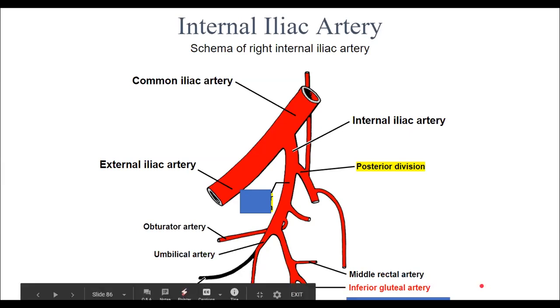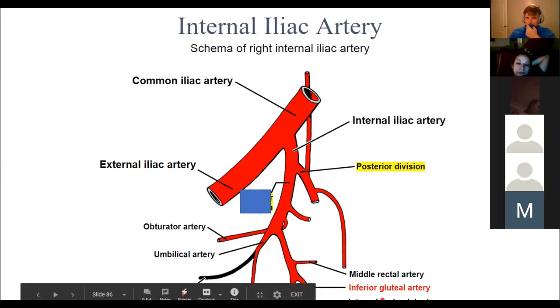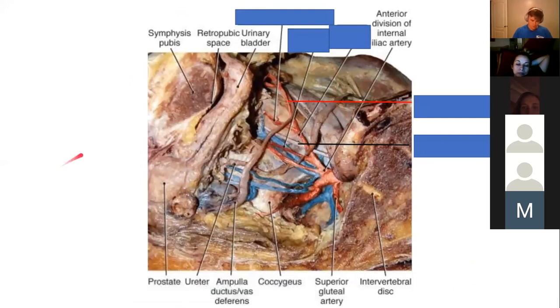I can't see it. My bar is in the way. I can't see that one either. Anterior division. It's like inferior gluteal, and I do not know what goes below. Yeah. Whew. 87. We're almost there. Probably. Oh. Right. It's probably going to start on the top left one.